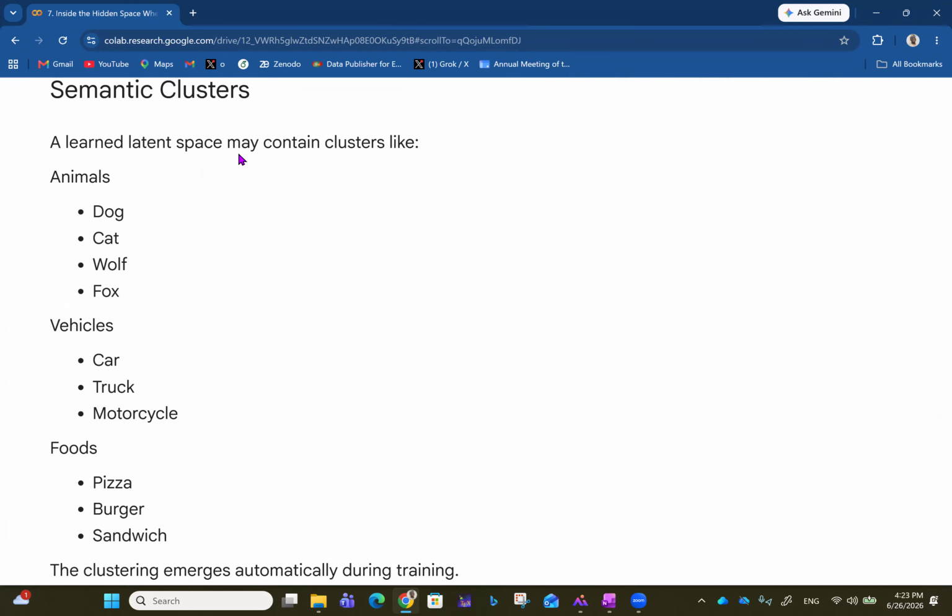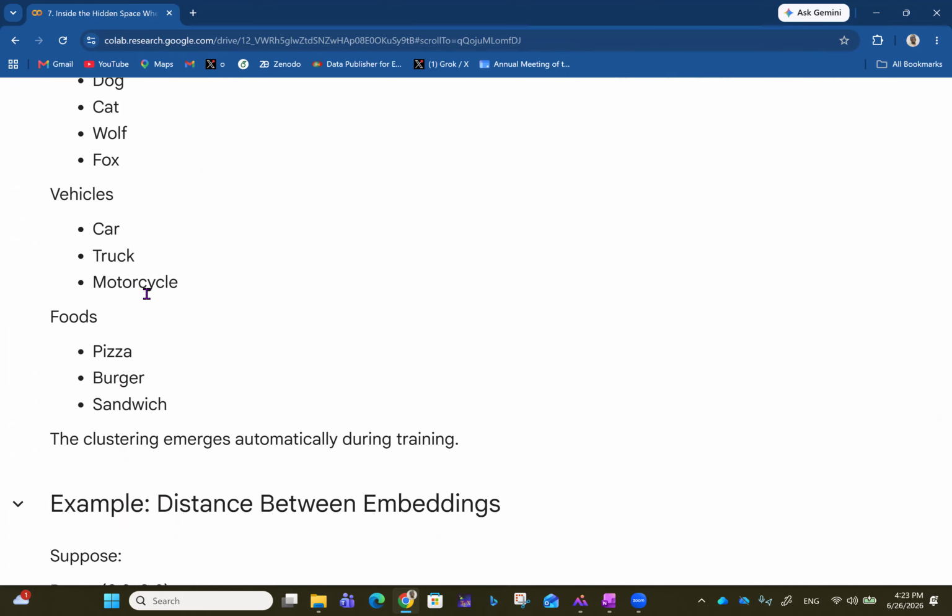A learned latent space may contain clusters like animals, say dog, cat, wolf, and fox, vehicles like car, truck, and motorcycle, foods like pizza, burger, sandwich. The clustering emerges automatically during training. It's the job of the model to do the grouping together of things that have similar meaning or things that appear in similar contexts.